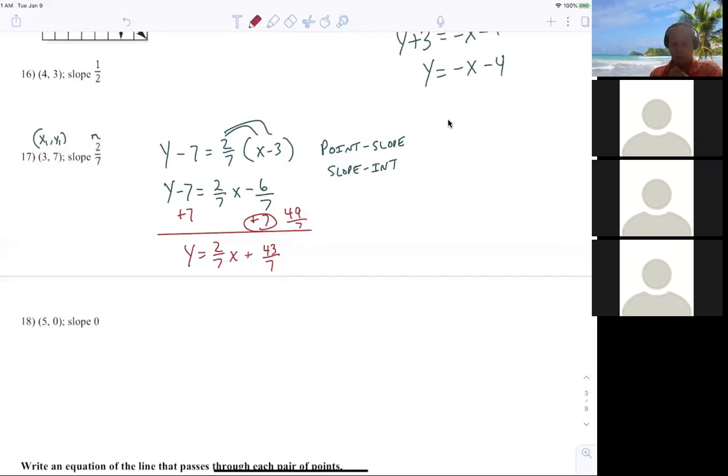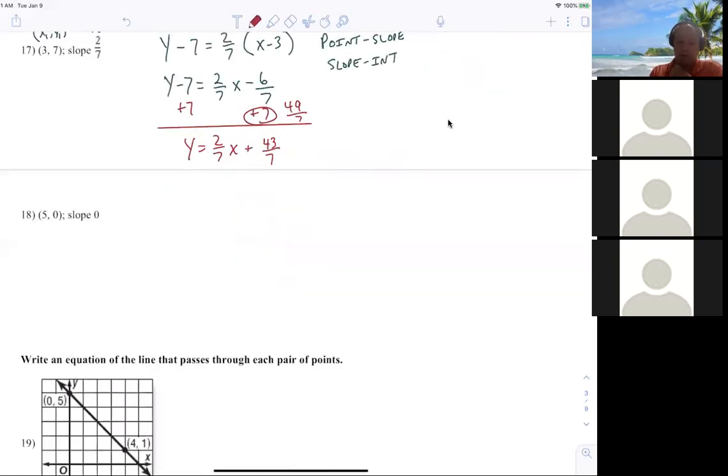Okie doke. Now, don't forget, I'm just going to highlight number 18 because I just glanced at it. If the slope is 0, it's always y equals whatever the y value is. Okay, so in this case, the y value is 0. So the answer to number 18 is just y equals 0.